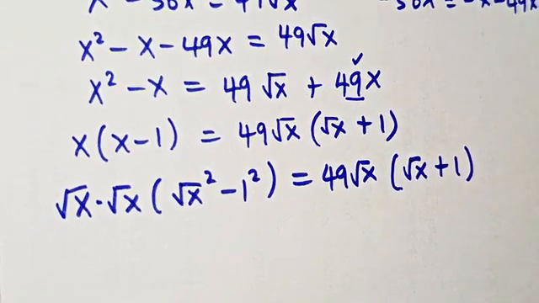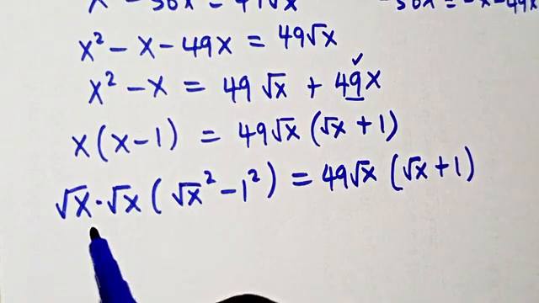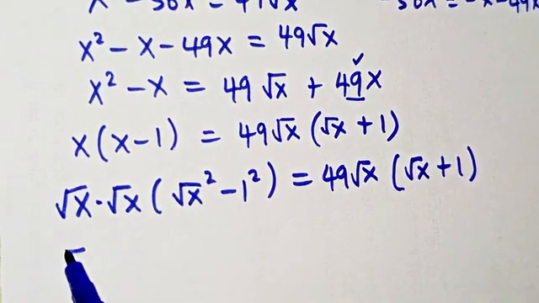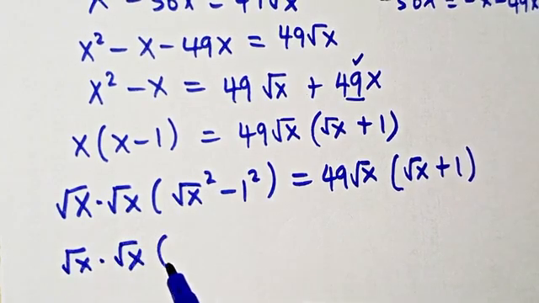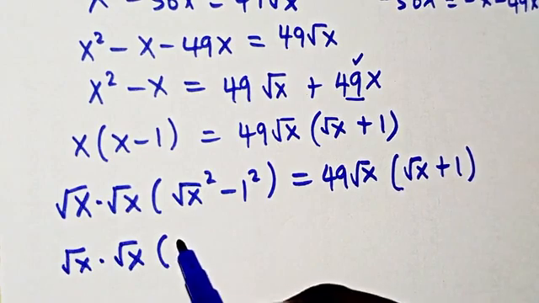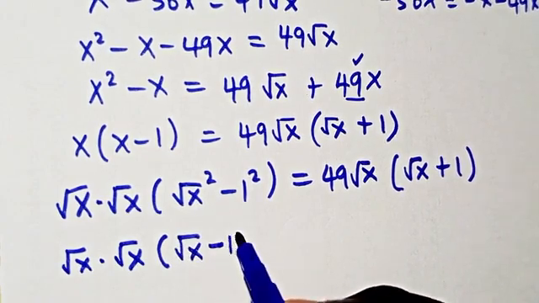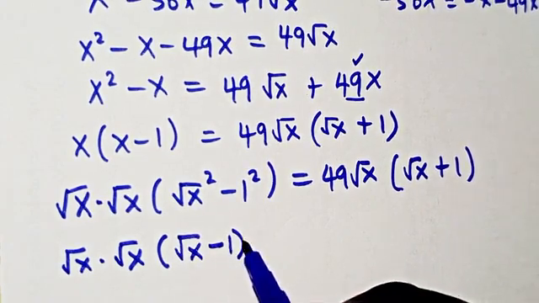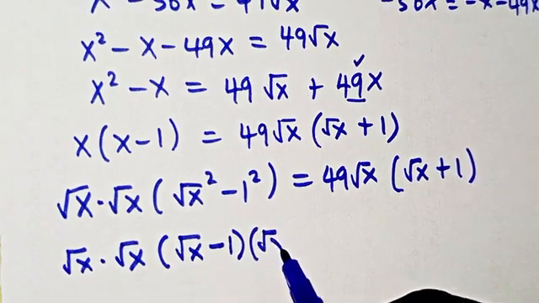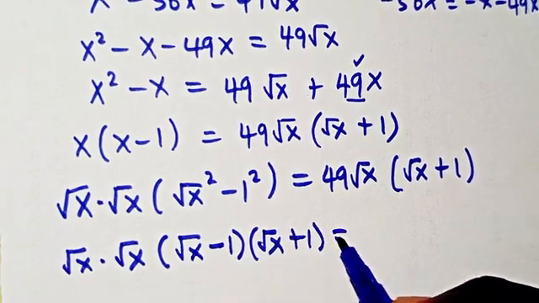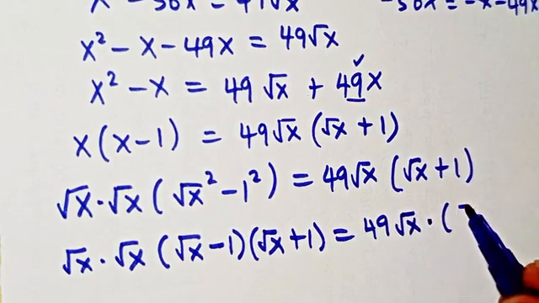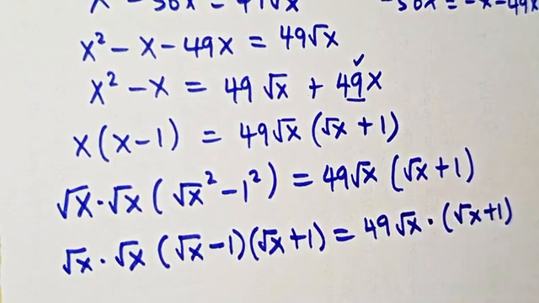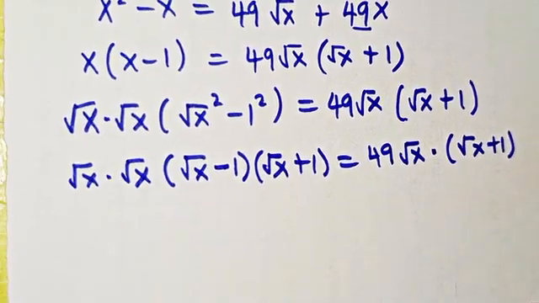Are you following? So now from there, the next thing we are going to do is we are going to have root x dot root x. Then here, this is difference of two squares. You can have root x minus 1, root x plus 1, then equals 49 root x multiplied by root x plus 1. So now we move on.